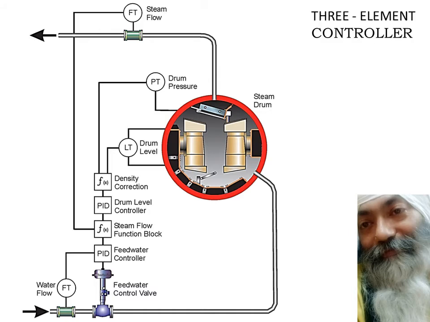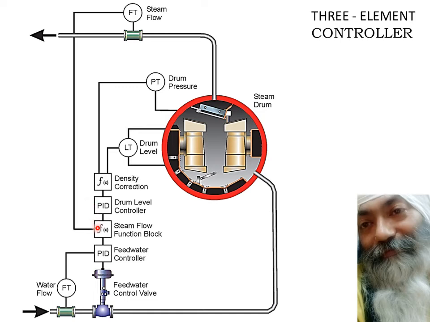This, my dear friends, is the three element controller, and here we have taken care of the additional steam flow function block. You can see this is the additional steam flow function block. This is added in between this and this. Any change in level over here was taken care of earlier by this PID controller, which was giving command to the secondary PID controller.